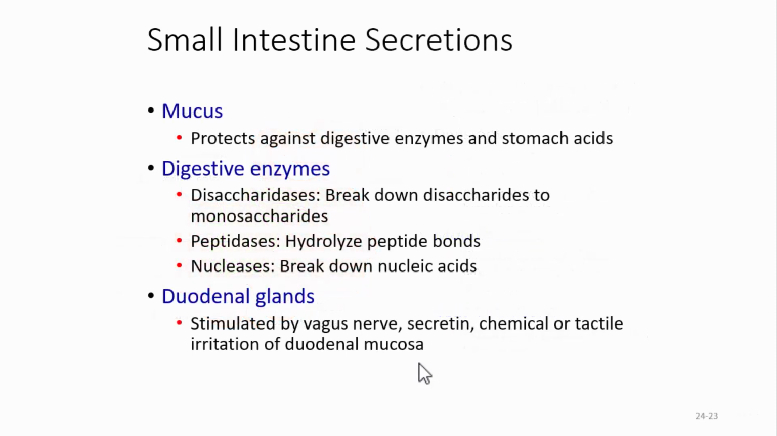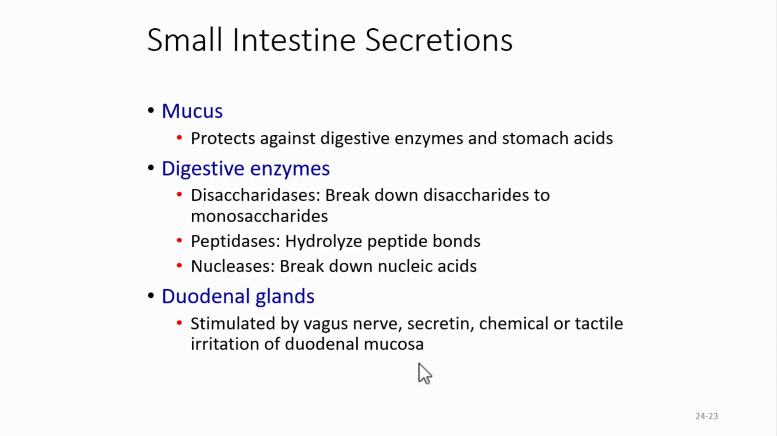Okay, so the small intestine secretions. Again, there's mucus. And the mucus helps protect against digestive enzymes and stomach acids. Because the things that these enzymes are breaking down, well, the intestines are made out of it. Okay? Such as proteases break down proteins, right? Also, the stomach acid denatures proteins. So you have to have this mucus barrier to prevent from digesting the stomach or the intestines.